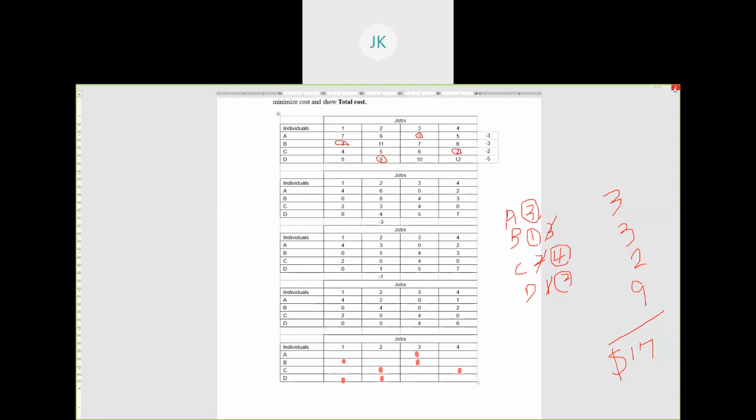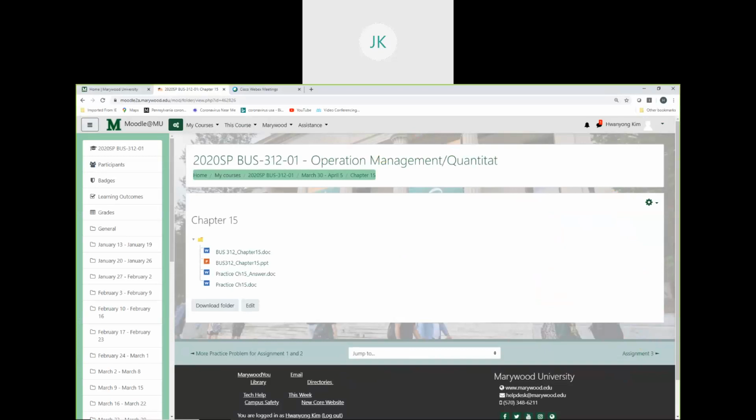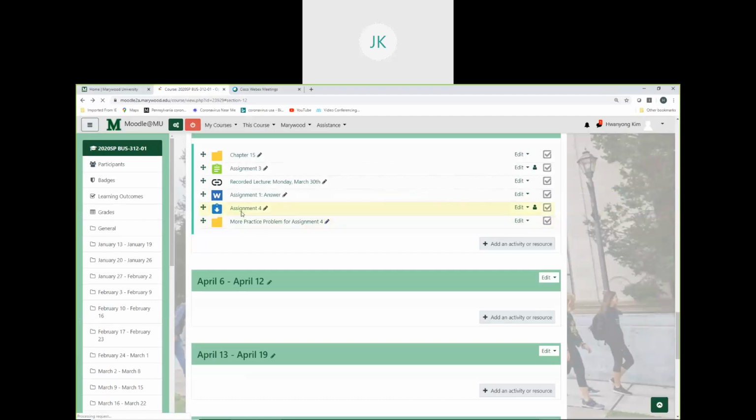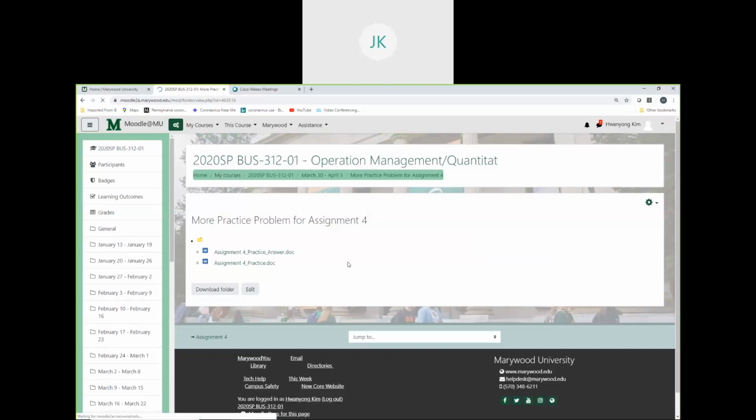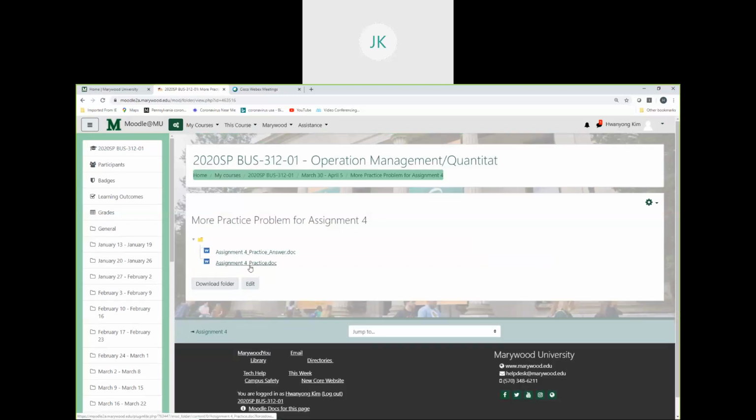But you have assignment 4. And here, more practice problems for assignment 4, especially the assignment method practice problem. So if you're doing assignment 4, review this practice problem, then it will help you.